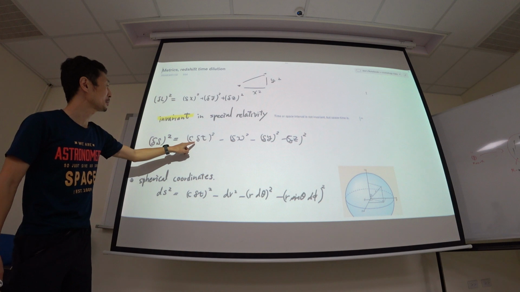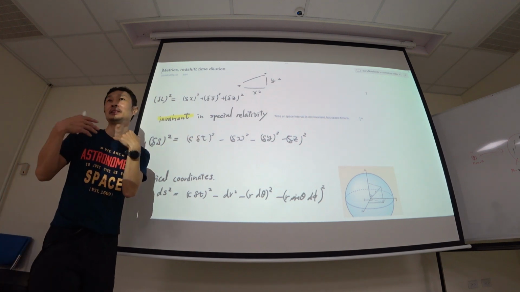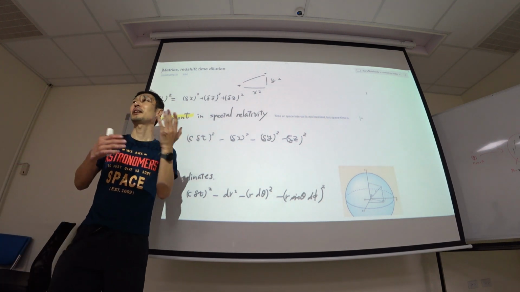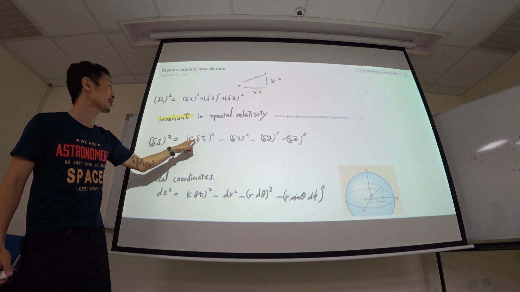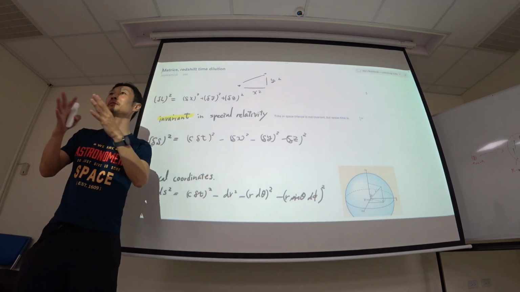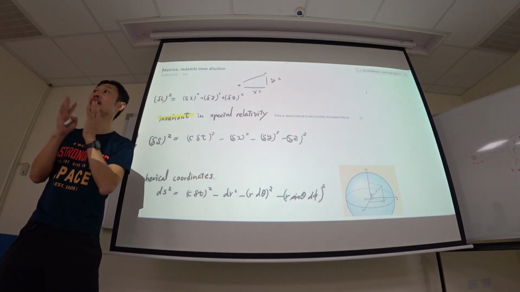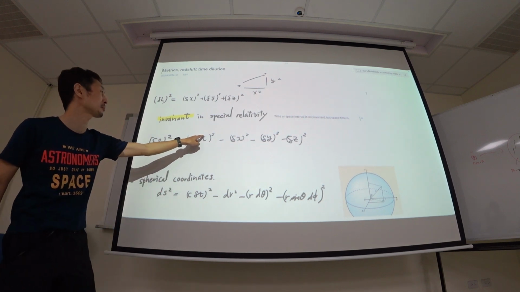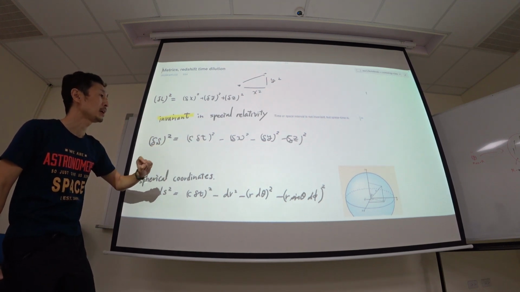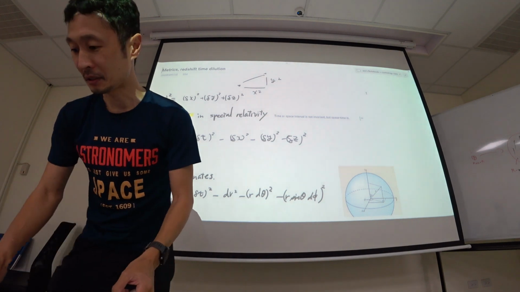Before that, we put in time, because in general relativity, Einstein's relativity, time and space are the same variable, a relative thing. So we need to include time, dt, here.